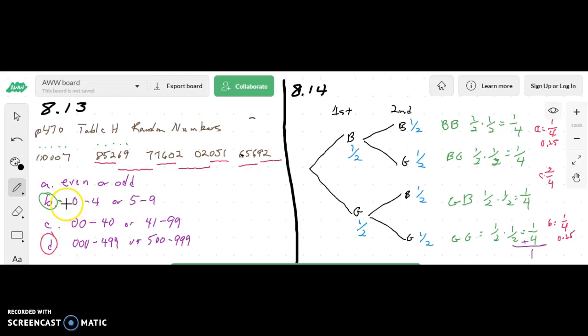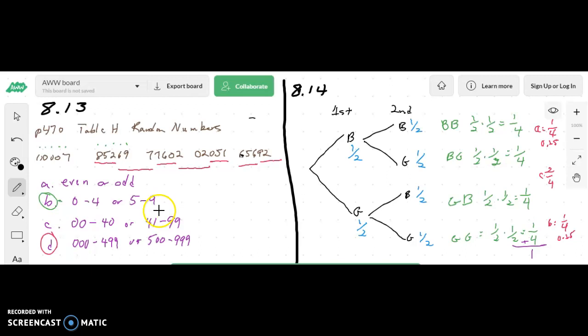For letter B, they ask if you assign 0 through 4 or 5 through 9, meaning if the digit is 0, 1, 2, 3, or 4, then they get assigned group A. And if 5 through 9, meaning 5, 6, 7, 8, 9, is the number generated, then that would go to group B. As long as these are equally split, there are actually 5 digits between 0 and 4 inclusively, and 5 of them between 5 and 9.